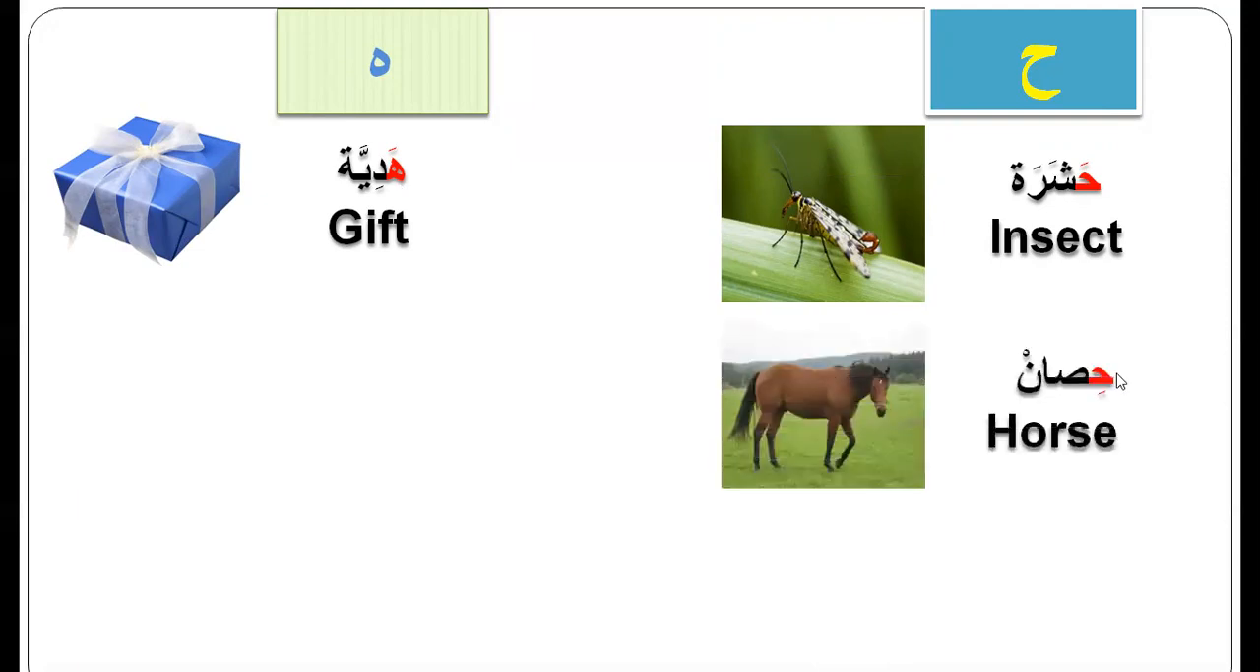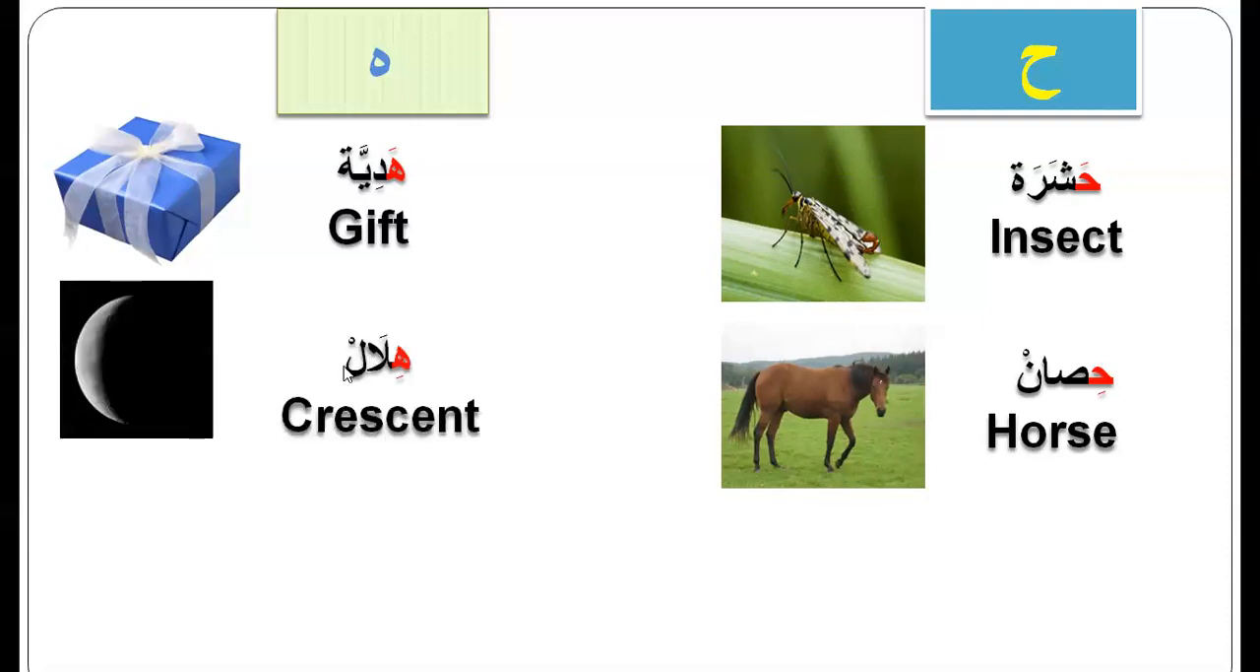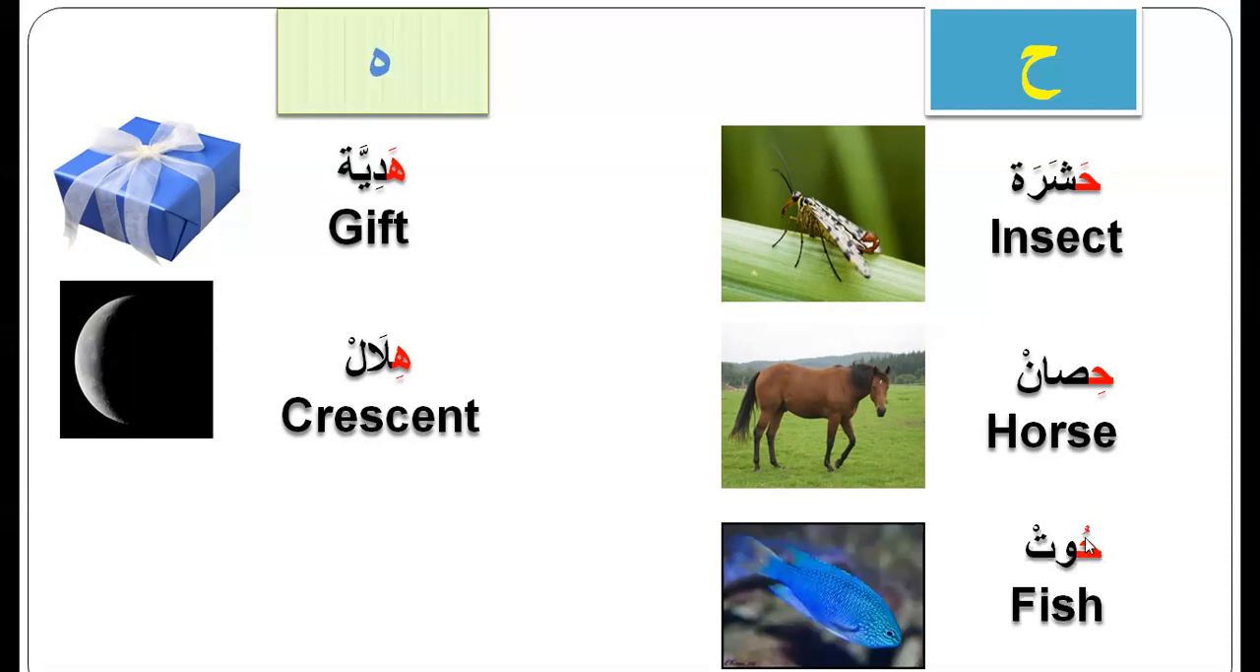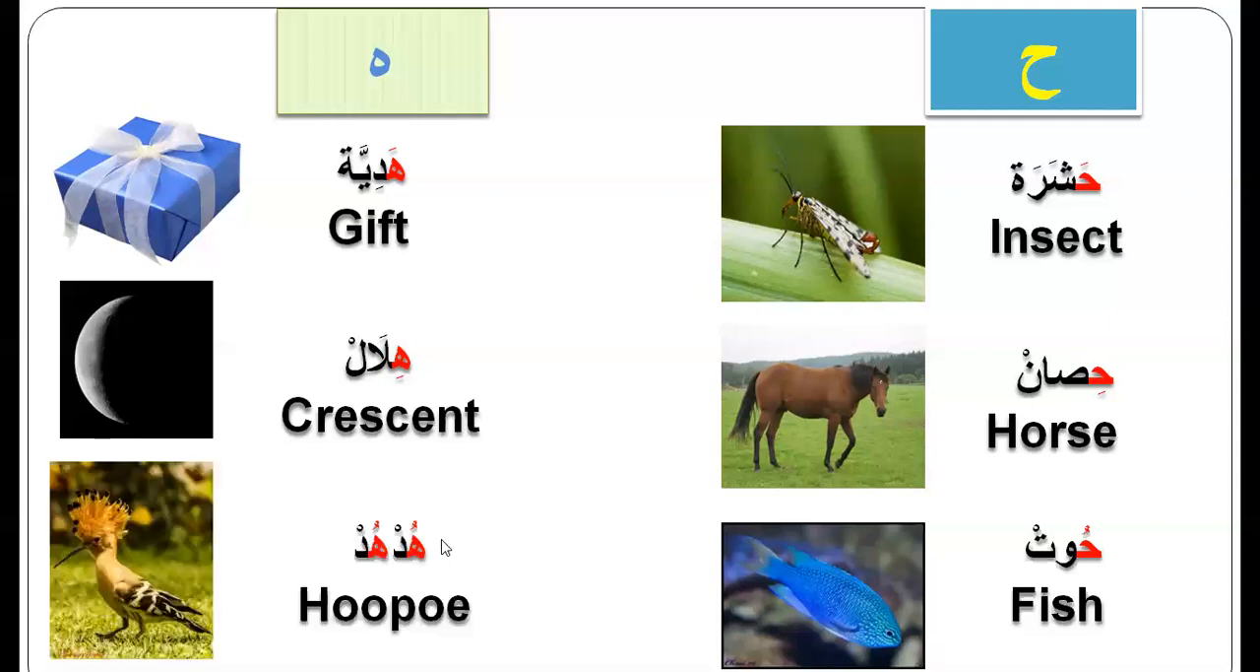If the letter Ha has kasra, we say hi, حصان, for horse, hilal, crescent. And we don't say one for the other, but we say حصان, هلال, crescent. If the letter Ha has dhamma, we say hu, hoot, example for fish, hoot. As for Ha with dhamma, we say hudhud, hoopoe, hudhud.